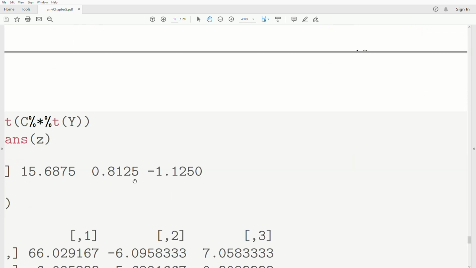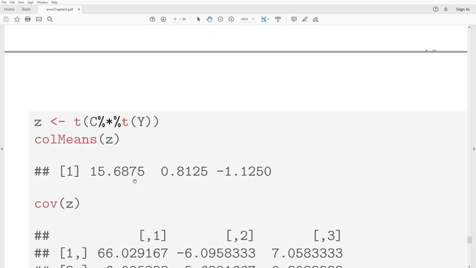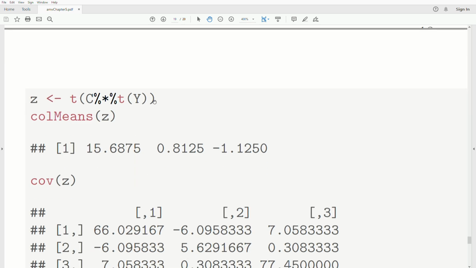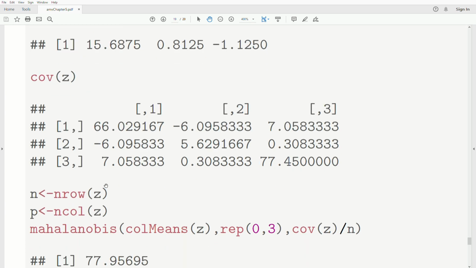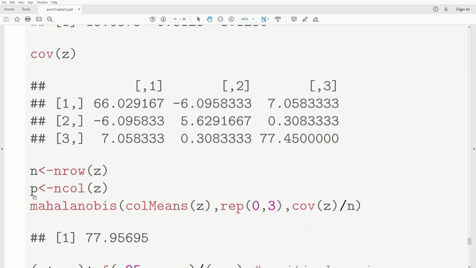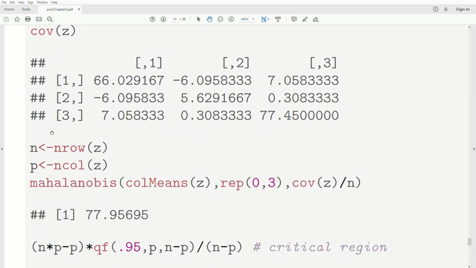So let's look at what we did here. I take the data matrix times C and store it in Z. And then I look at the column means and look at how big this linear trend is versus the quadratic or the cubic. I look at the covariance matrix of Z, and this is it. I want to know n and p. n is the sample size. Remember, it's the number of boys that we measured. I think it's 16. p is the dimension, which is 3.